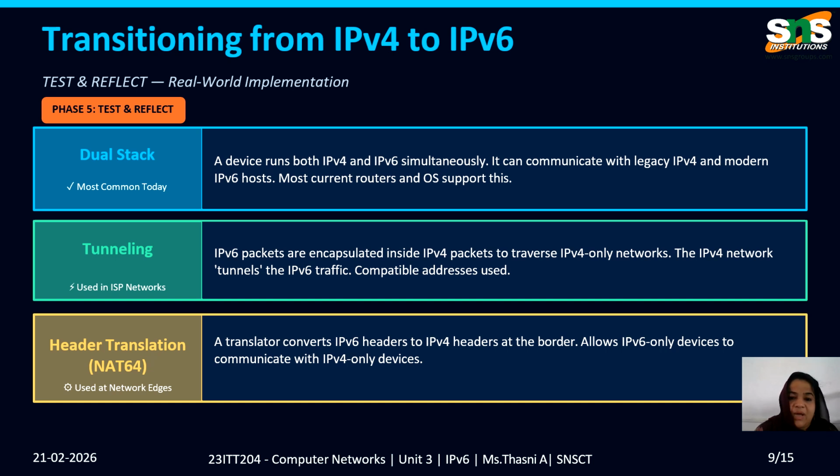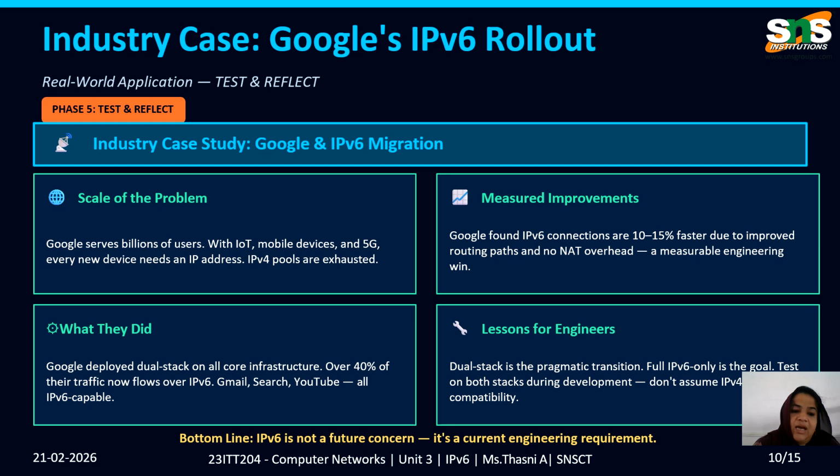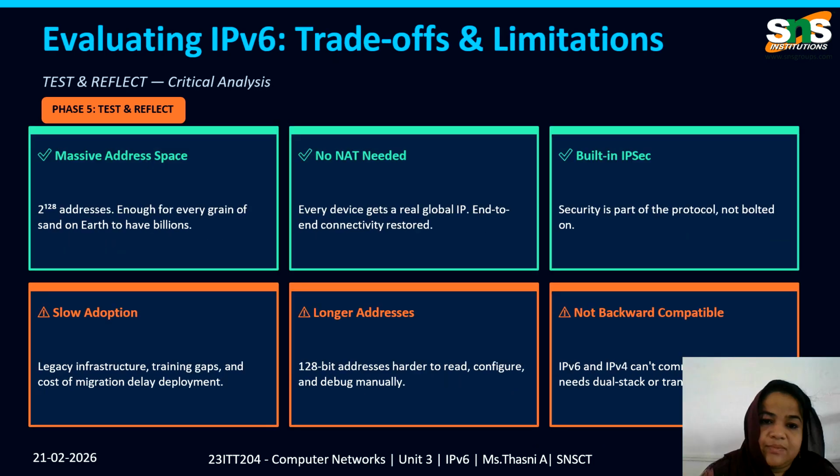Then there is the transition from IPv4 to IPv6. Dual stack means the device runs both IPv4 and IPv6 simultaneously. Tunneling encapsulates IPv6 inside an IPv4 packet to traverse IPv4-only networks. Header translation is NAT64, a translator that converts IPv6 addresses to IPv4 headers at the border. Here we have an industry case, the Google IPv6 rollout. We need to analyze the scale of the problem, measure the improvement, what they did to overcome it, and the lessons for engineers.